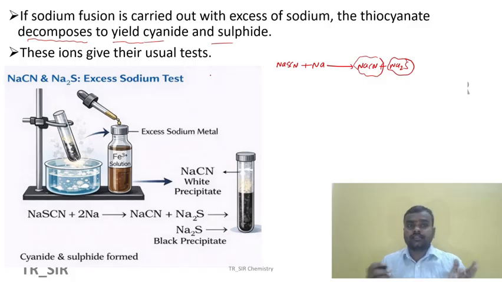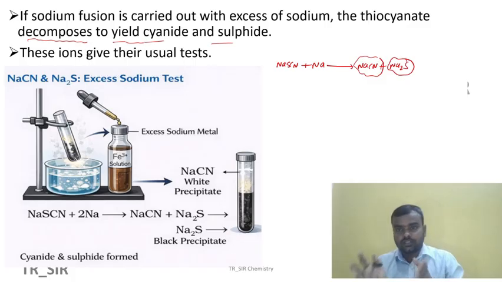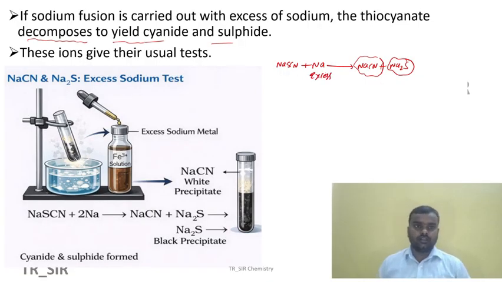If you take excess of sodium, then decomposition will take place. These ions give their usual tests again. If you take cyanide alone, it will give the violet color test, that will be Prussian blue. But if you take a sulfide, it will give a blood red color, or a black precipitate. Okay, that is the case.